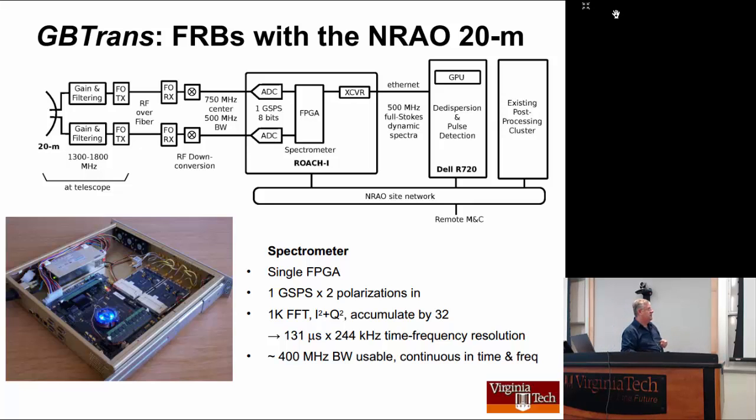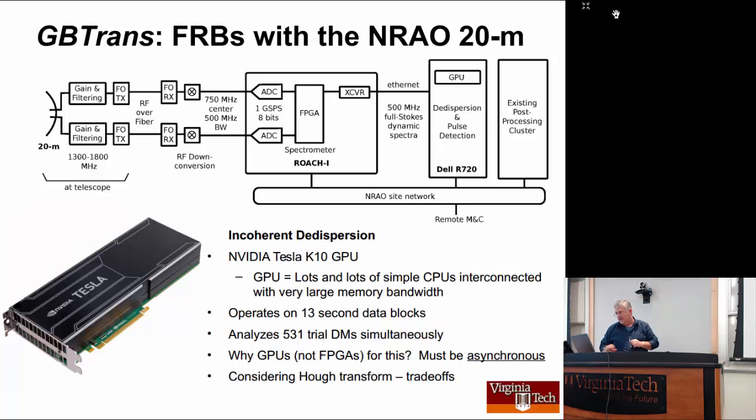We accumulate 32 of those. That gives us a time frequency resolution of 131 microseconds by 244 kilohertz. So there is our fundamental resolution element, right? That's the thing we get to slide around in these time frequency diagrams to do the dispersion. From that, we get about 400 megahertz bandwidth usable, and it's continuous in time and frequency. So this thing is spilling out 400 megahertz of bandwidth already tiled into these time frequency elements, and that's incredibly useful. We pump that across the internet to the next machine.